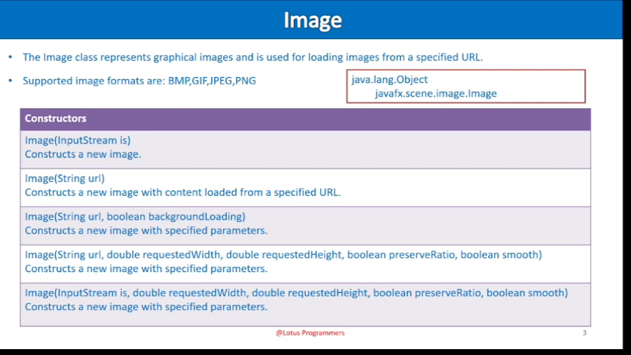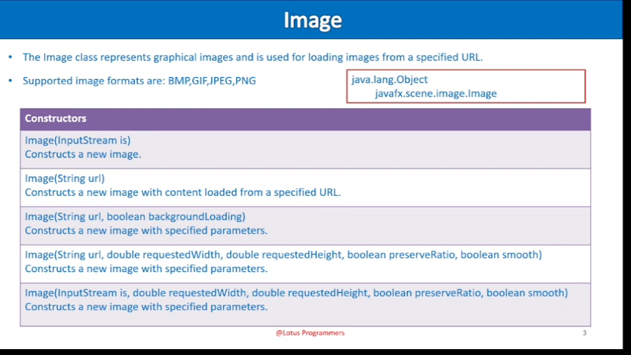The second constructor is Image, passing a URL to the Image class constructor, which creates the image. The URL is the location of the image, where it is located in the system. The third constructor is Image with a string URL and a boolean background loading. Using this constructor we create an image by specifying the URL.